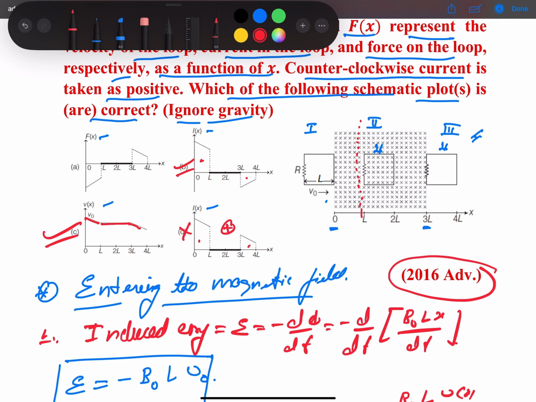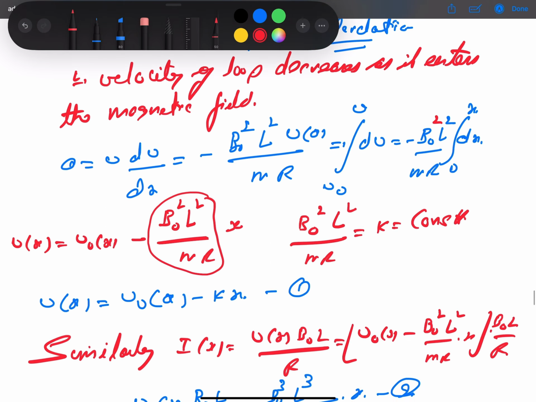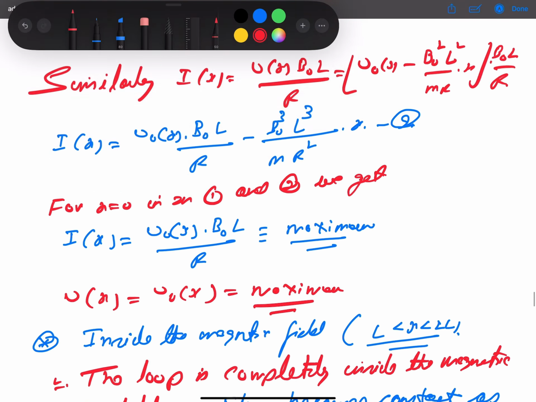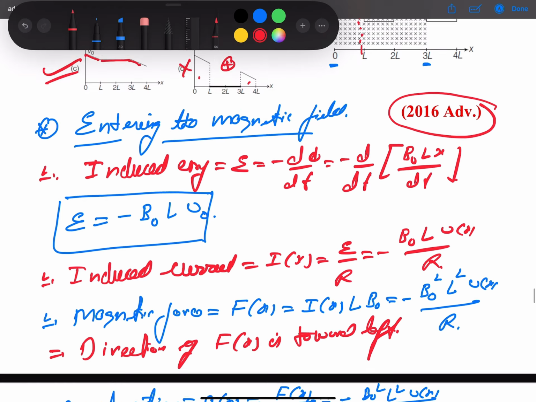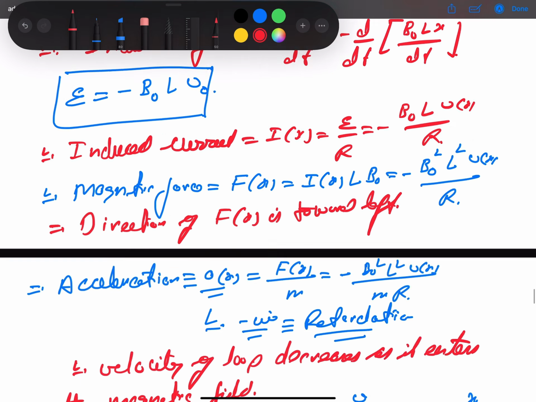And the force, if you see the force, the direction doesn't change, so it remains the same. So this is not the graph for force. So options B and C are the correct ones.